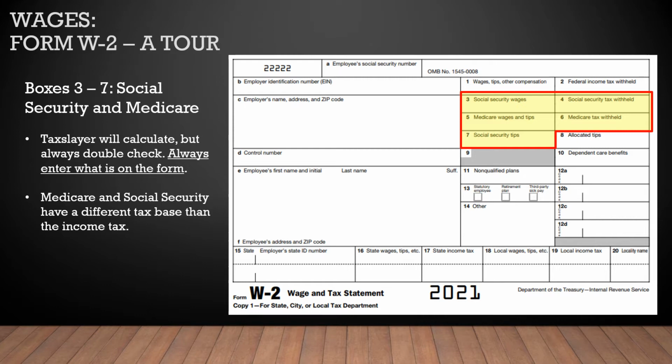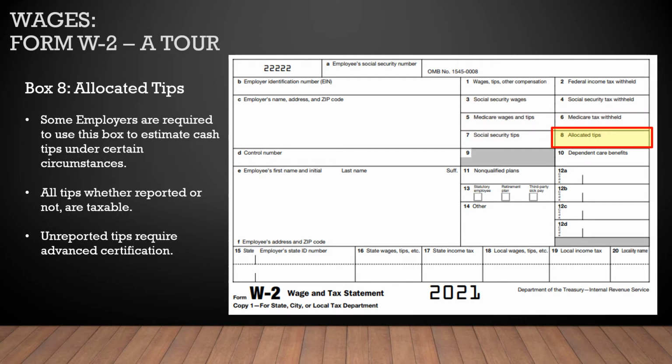Now, boxes 3 and 5 are Social Security wages and Medicare wages and tips, respectively. And those amounts might be different than what is reported in box 1, and that's okay, particularly if you are seeing numbers in box 12. That is because the base, or the amount of income, that's taxable for Social Security and Medicare is different than what is taxable income for income tax.